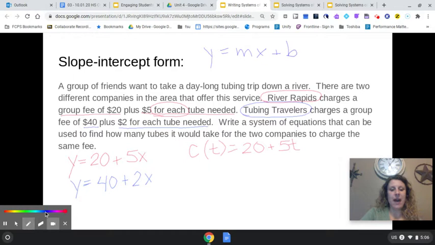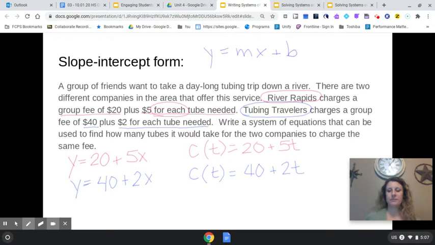Let's talk about Tubing Travelers. So the charge for a particular amount of tubes is going to be equal to $40 plus $2 per tube. So, although these equations do look slightly different, they are equivalent. One is just using y and x as our variables, and the second is using function notation. Again, I used C for charge and T for tubes.